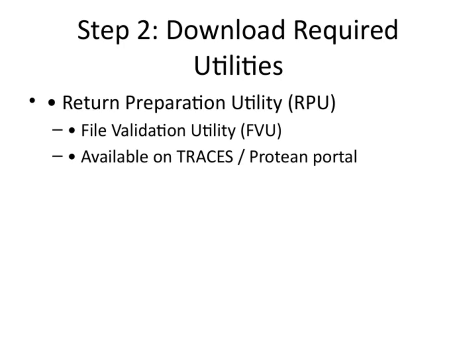Now, let's move on to Step 2, download required utilities. Here, you'll see two main tools highlighted, the Return Preparation Utility, or RPU, and the File Validation Utility, known as FVU. Both of these utilities are essential for ensuring that your returns are prepared and validated correctly. You can access these tools conveniently through the TRACES or Protean portals, which are the official platforms for these processes.